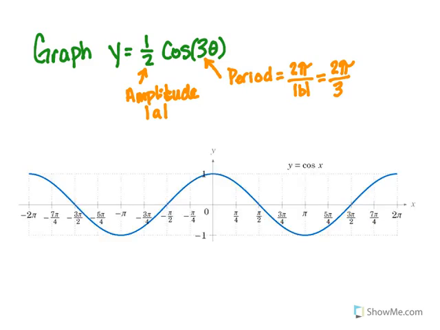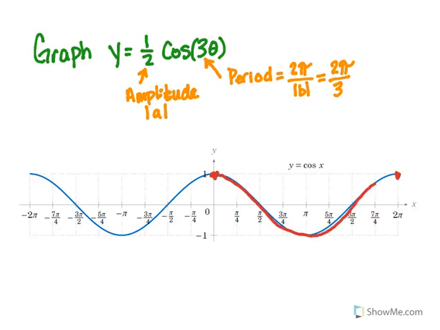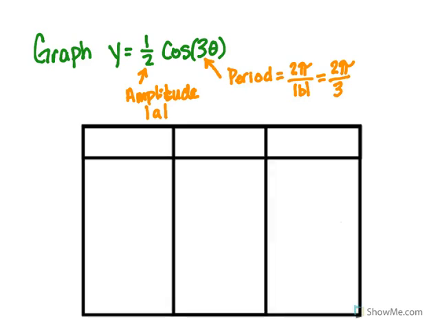Let's look at this for a second, though, and look at it compared to our parent graph of cosine of theta. This is our parent graph of cosine of theta, and if we look at this graph, the period of cosine of theta, the time it takes to get all the way back to this location over here, is 2 pi. So we have a period of 2 pi over 3 now. So what do we have to do to 2 pi to get to 2 pi over 3? We have to either multiply by 1/3 or we have to divide by 3. So we're going to use that information to help us graph our new function.